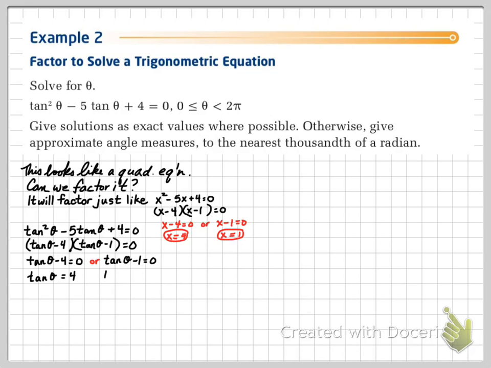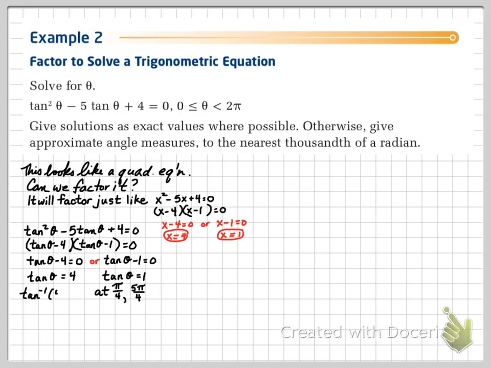There we go. Tan theta is equal to 4, or tan theta is going to equal 1. Well, we know tan theta is going to equal 1 at pi over 4 and at 5 pi over 4. Those are my exact answers. However, when tan theta is equal to 4, I don't have an exact answer for this one. Therefore, I'm going to have to use some approximations.